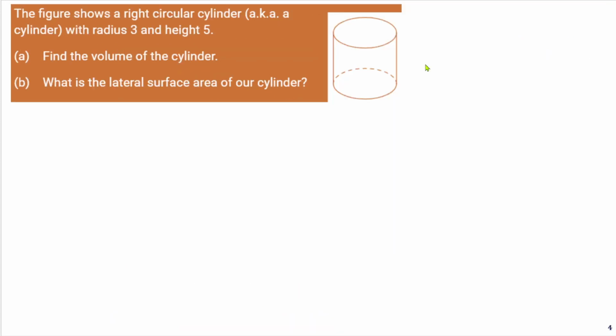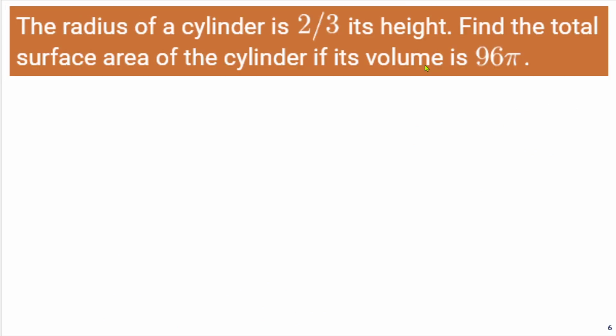Okay, next let's have a look at another example. The radius of a cylinder is 2/3 of its height. Can you find the total surface area of the cylinder if its volume is 96 pi?